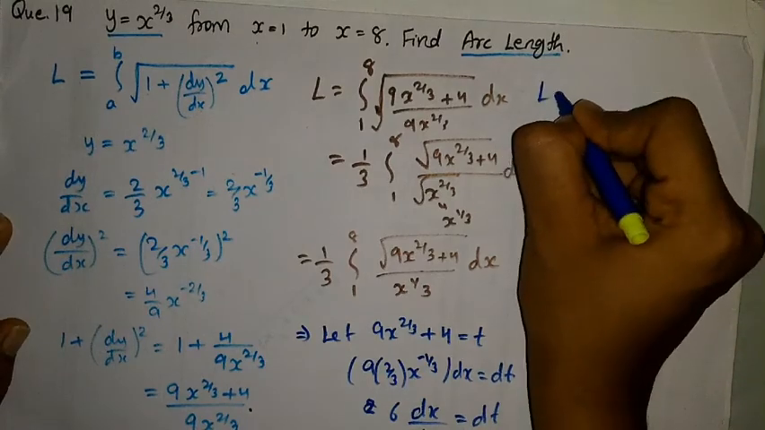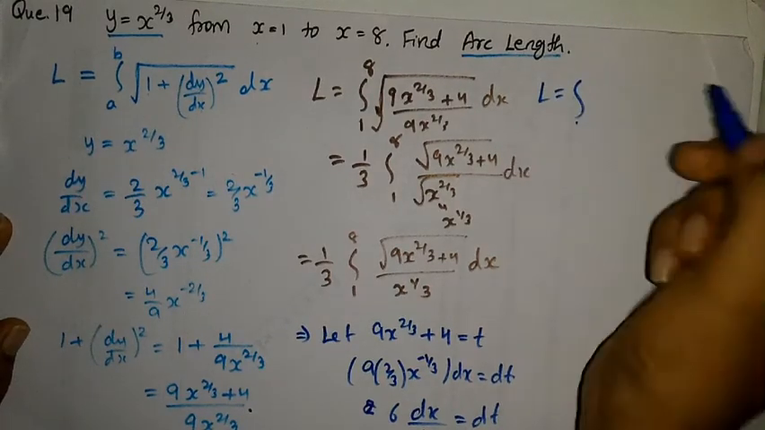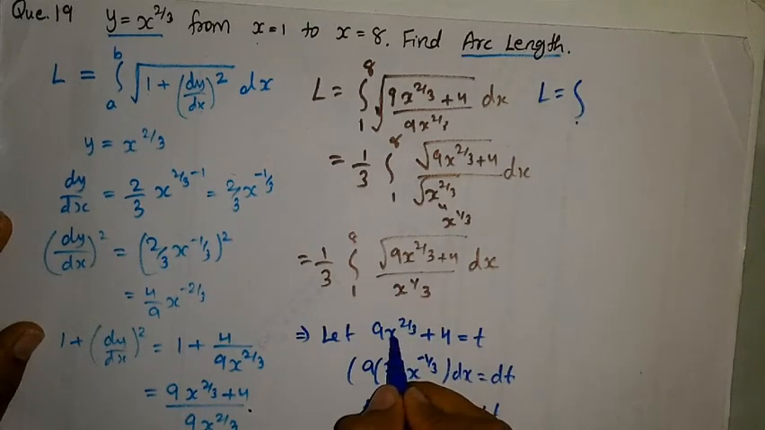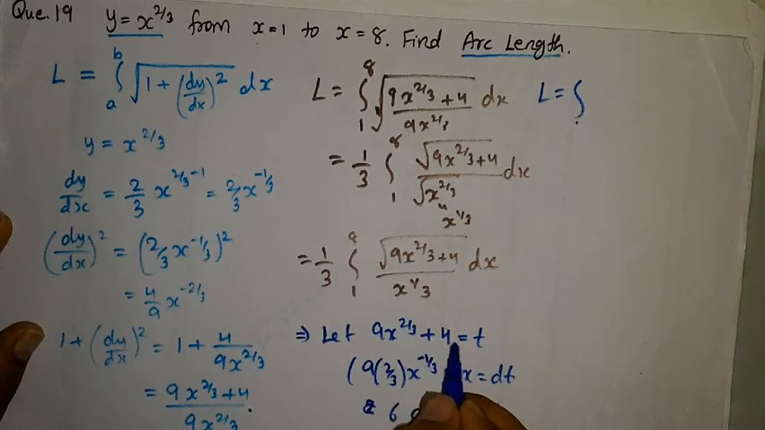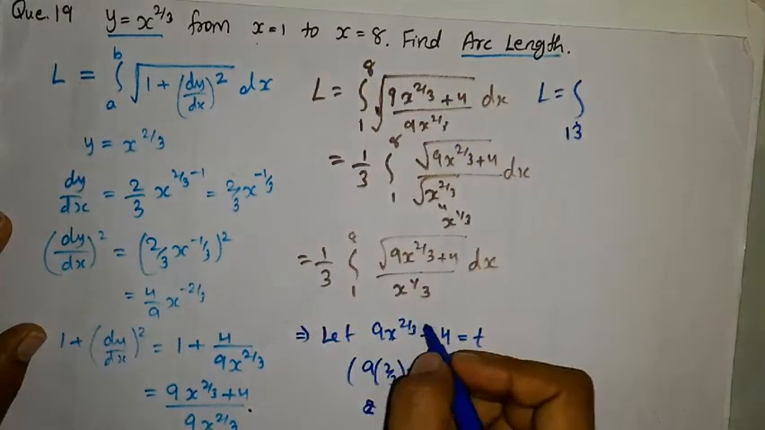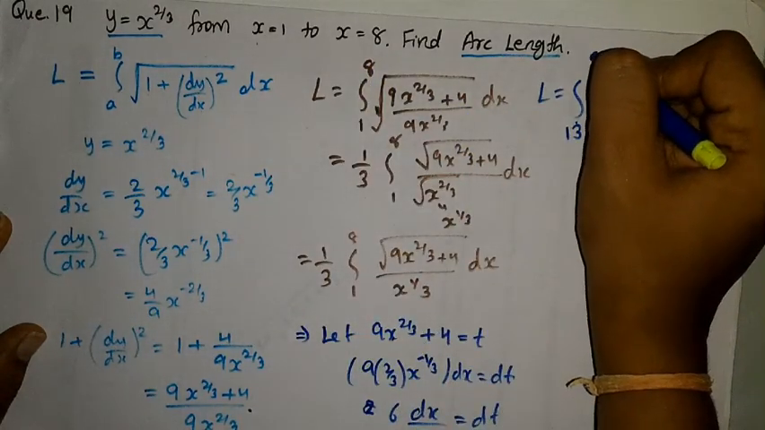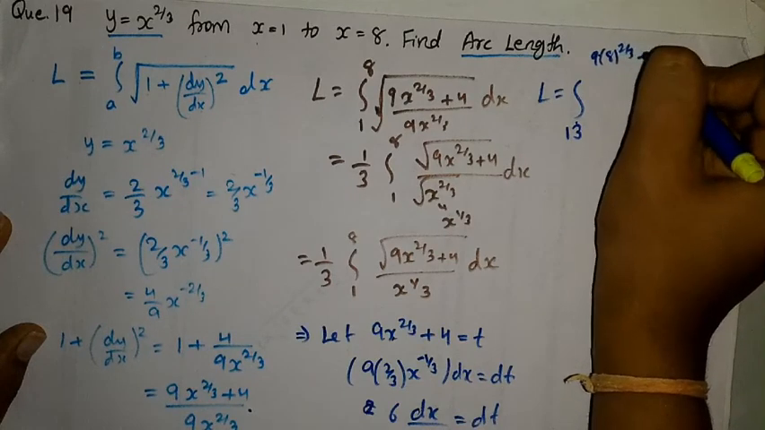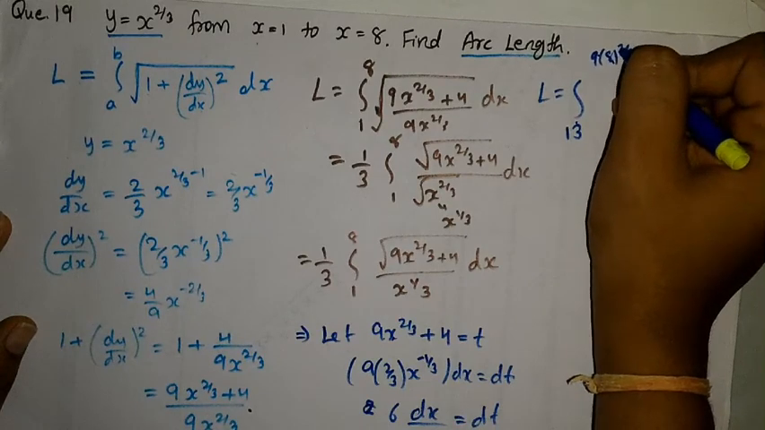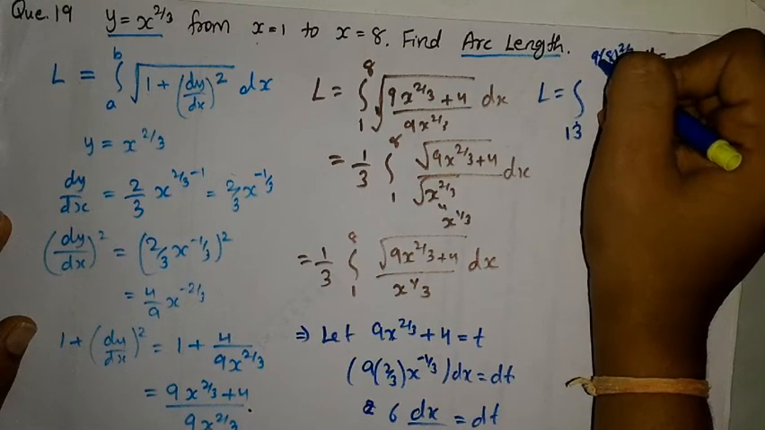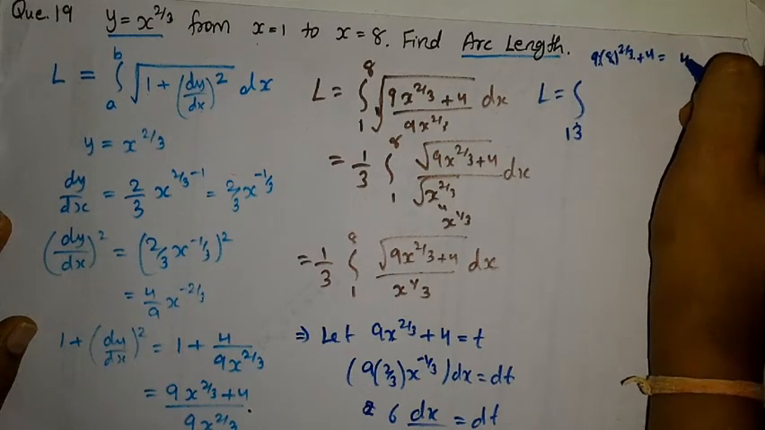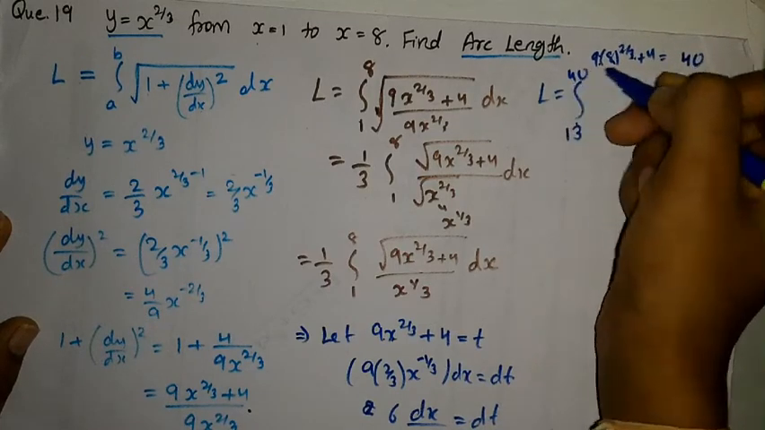Now L is equal to integration, now we have substituted this term. The limits will also change. When we put x is equal to 1, we will get 1 into 9, 9 plus 4, 13. And we will put 8, so we will get 9 into 8 raised to 2 by 3 plus 4. We note that cube root of 8 is 2. So 2 square, 4. 4 into 9, 36. 36 plus 4, so it will be 40. So its limits are from 13 to 40.